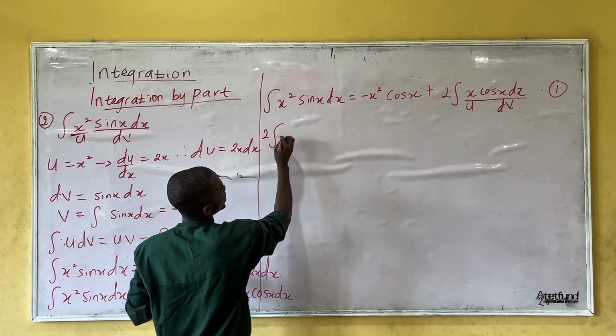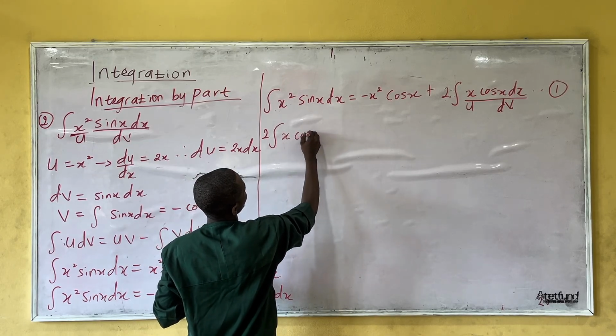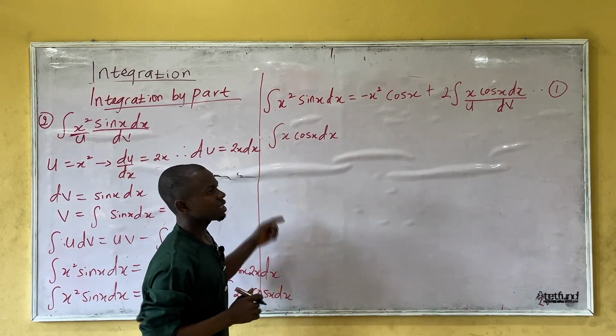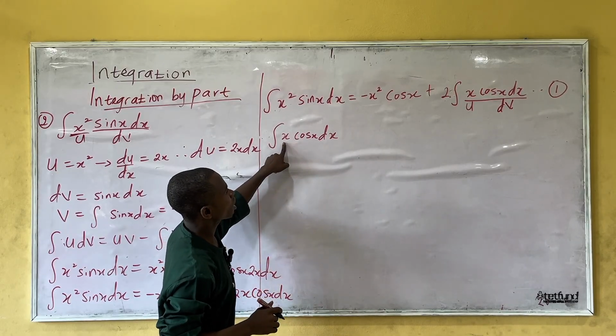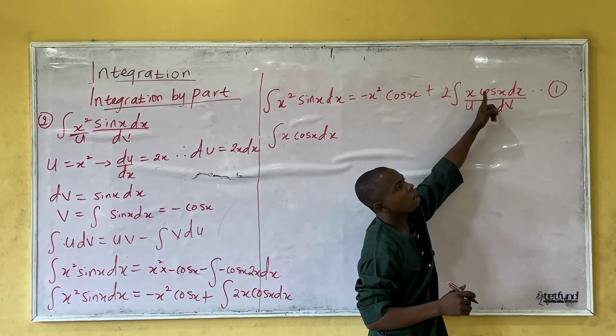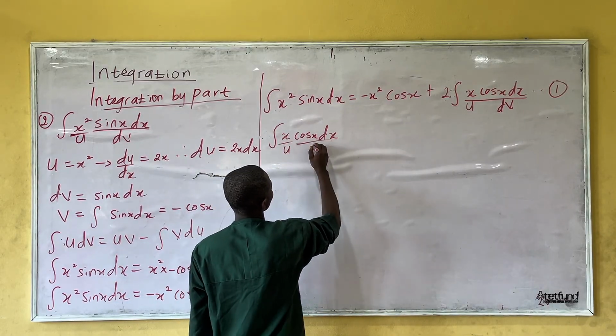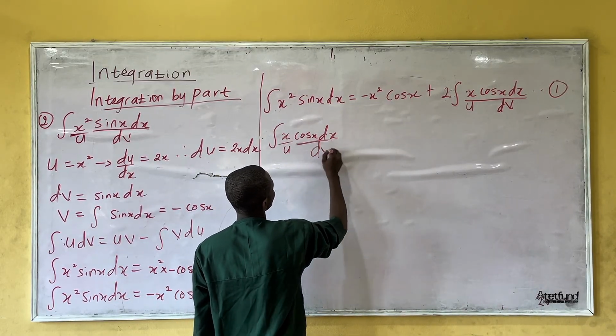It will now be 2 integral of what? x cos x dx. Or let me just remove the 2. Later I will slot in the value. So I'm working with the integral of x cos x dx. My new u is this. My new dv is this.